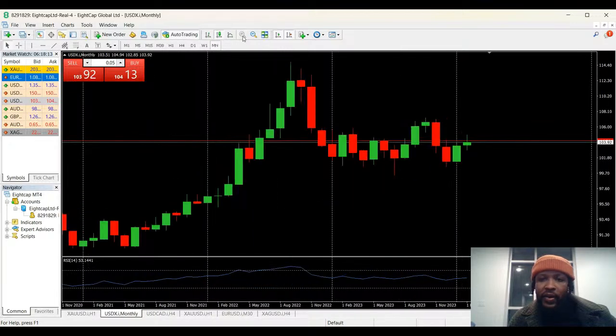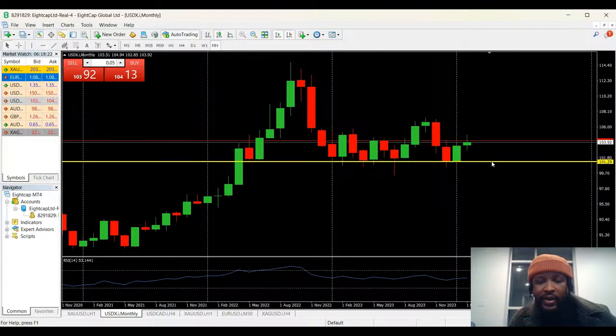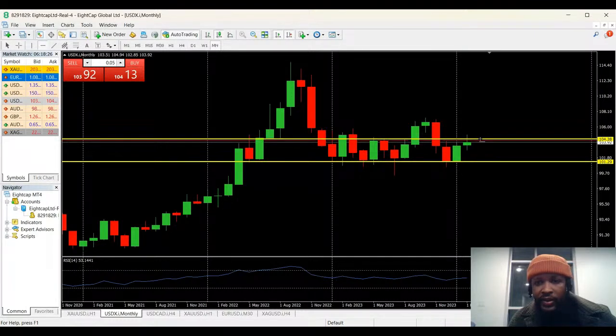So the first thing I do is I go into the monthly time frame. I don't do much on the monthly time frame at all. I just add my support and resistance levels, right? So I'm going to add my support level right here, and then I'll put my resistance level at the very top. This is where the DXY is currently at. Let me make sure I get all the touches right. I don't do too much on the monthly apart from placing my support and resistance levels. That's pretty much all there is to it.